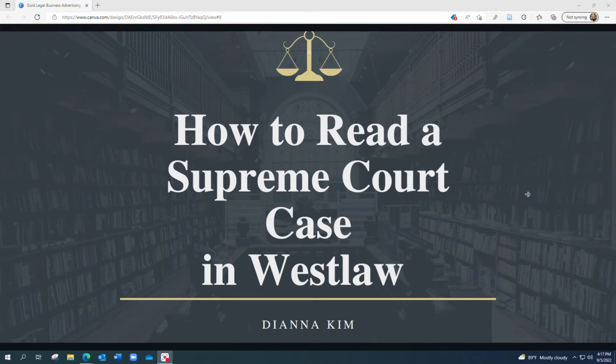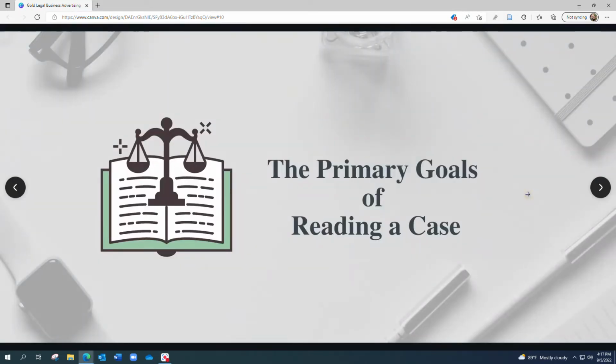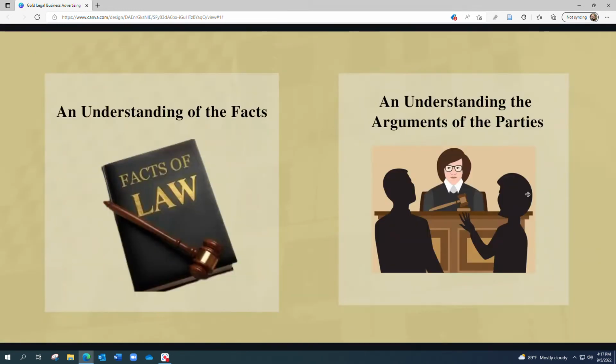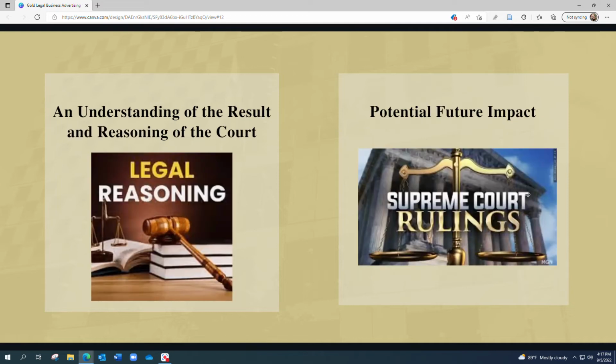Now that we know about the parts of a case, let's talk about how to read a Supreme Court case in Westlaw and what information to look for. The primary goals of reading a case are to gain an understanding of four important parts: the facts of the case, the arguments of the parties, the result and reasoning of the court, and an appreciation for the potential impact the opinion will have on future cases.